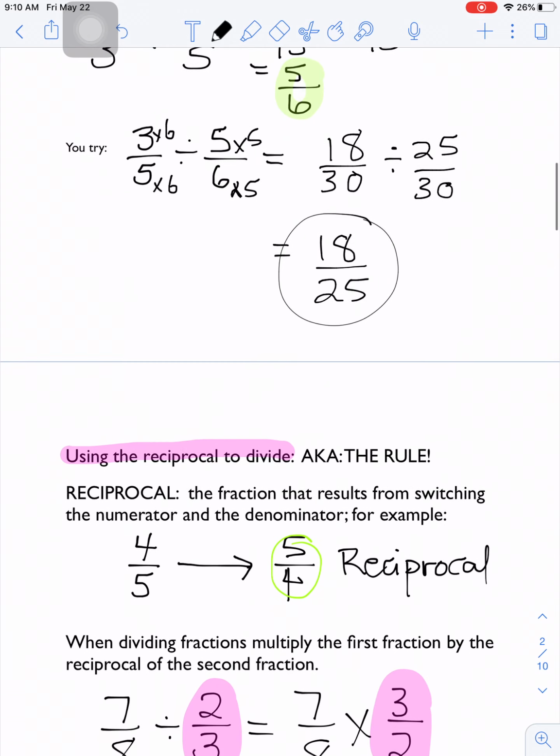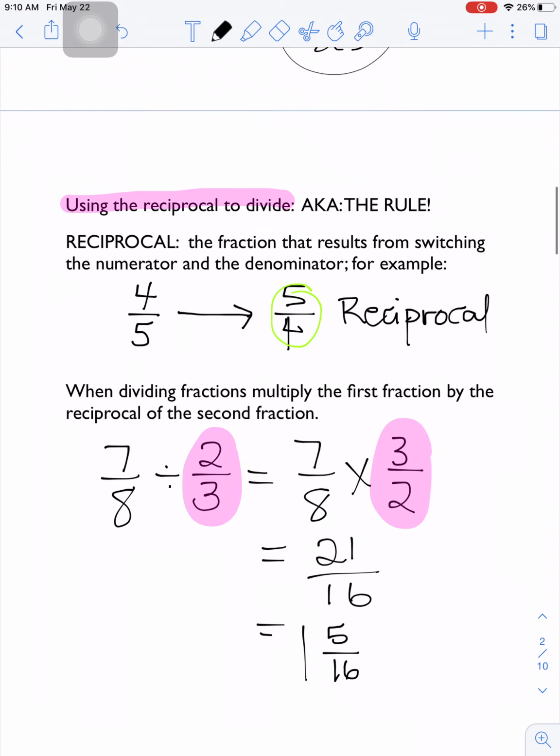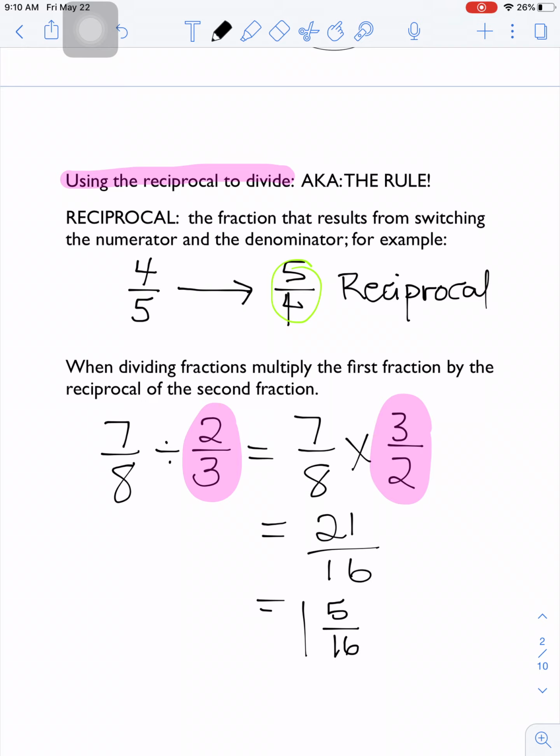Okay, there is another way to divide fractions, and this is the way that your high school teachers will want you to be able to divide them. It's called using the reciprocal method. We also call this the rule. So we have to understand what the reciprocal is. The reciprocal is the fraction that results from switching the numerator and the denominator. For example, 4/5, taking the reciprocal of that becomes 5/4.